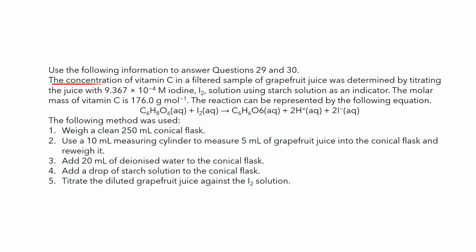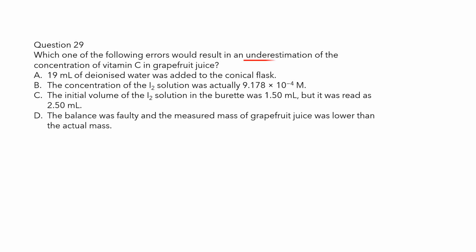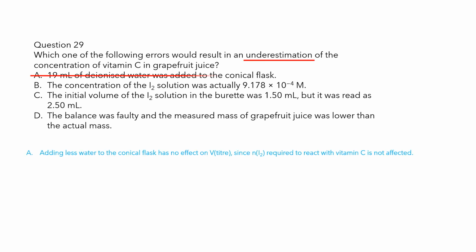The vitamin C is titrated by standard iodine solution. Vitamin C is in a conical flask, and the standard iodine solution is in a burette. The key word is underestimation. The volume of water in the flask does not affect the result of titration.